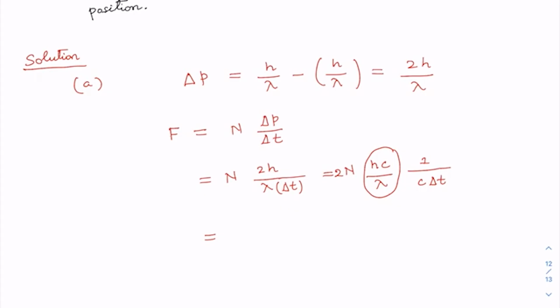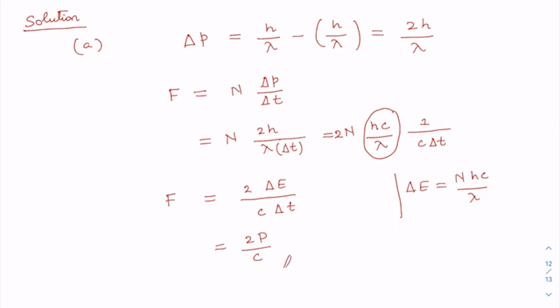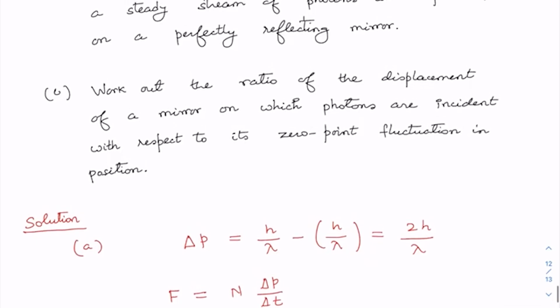So if I write delta E is equal to n into hc by lambda, then I can write force as 2 into delta E divided by c into delta t. Now energy per unit time is the power, so therefore I will have 2 into P divided by c. So this is the required answer. Okay, now let us do the second part.